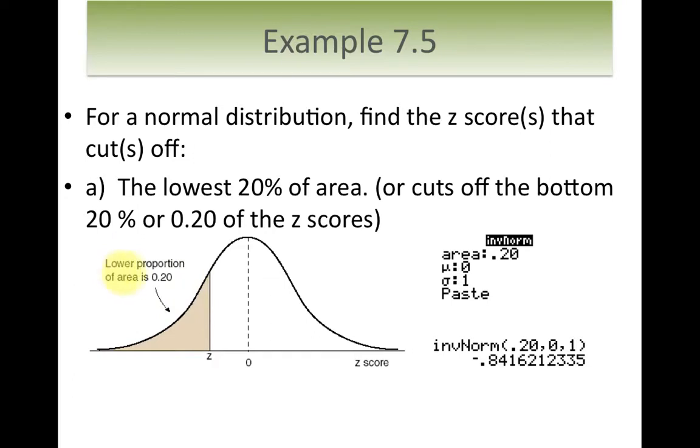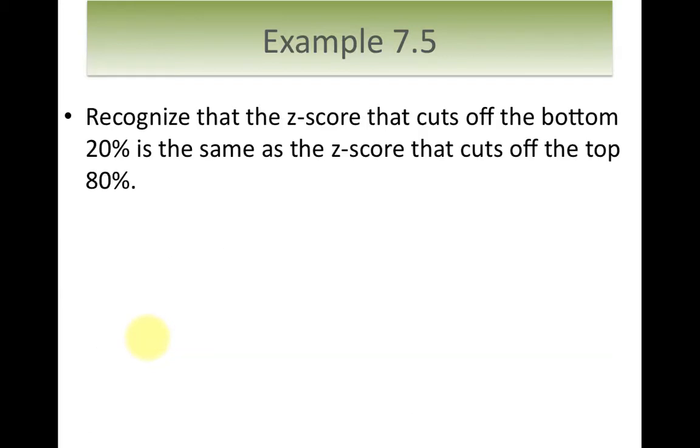Now, when you're asked for the lower proportion of area and you're told that it's 20%, you're basically being asked for the 20% on the left side of the bell curve, because the lower side of the bell curve is on the left and the upper side of the bell curve is on the right. So the bottom or the lower 20% is that piece of area, 20%, lower 20% on the left. Okay, so our answer here is negative 0.84 when we expect a negative z-score. Let's look at another example.